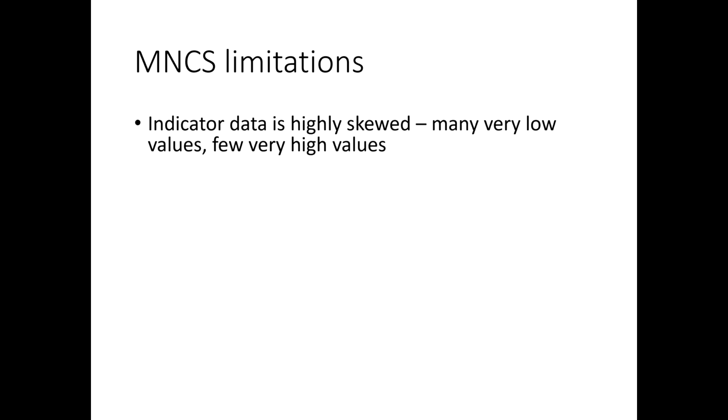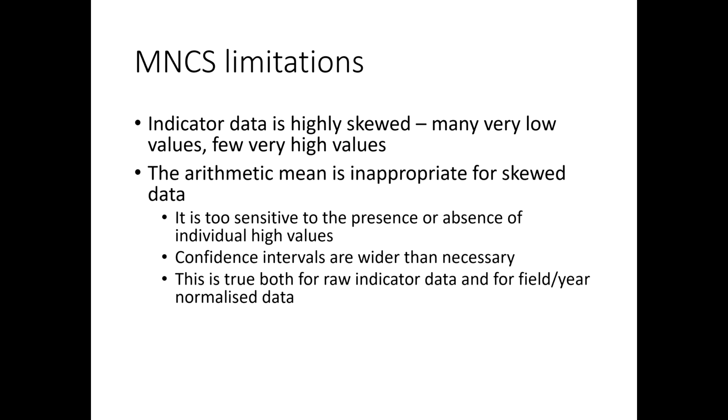The MNCS has limitations, which I'm just going to go through. One statistical limitation is that indicator data is highly skewed. That means there are many low values and few very high values. And if you take the average of a set of numbers that includes a very skewed distribution, then it doesn't give you a very good estimate of the middle of the data, because it's too sensitive to the presence of very high values. Individual very high values can make a big difference to the average.